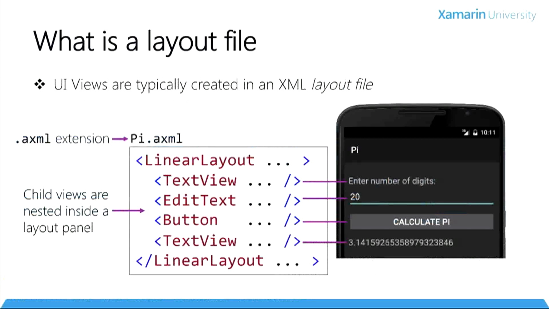So to define a user interface in Android, and again, this is true for Xamarin.Android and native Android, you typically do it in XML. In Xamarin.Android, we use the AXML extension. In native Android, they just use XML. In either case, this is called a layout file. Right? It's a file containing XML that defines the layout of your user interface. And this is a pretty typical example here. You have a layout panel as your root, and then nested inside it, you have all the children.